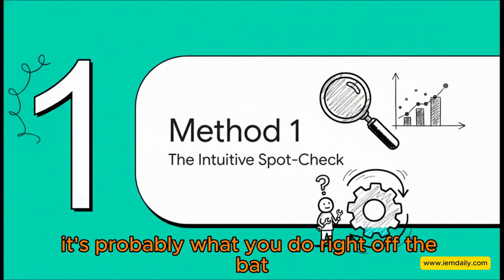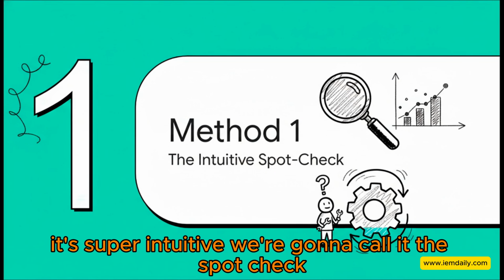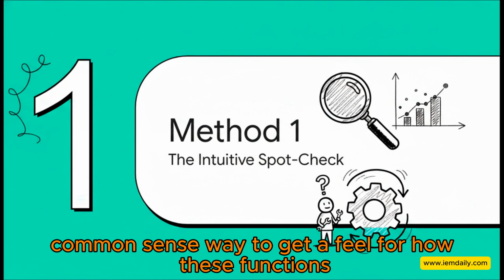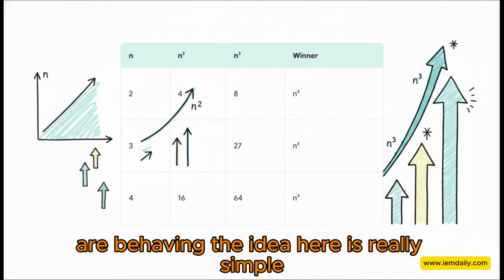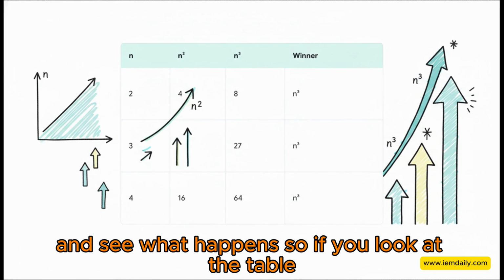So our first method, it's probably what you do right off the bat. It's super intuitive. We're going to call it the spot check. Just think of it as the quick and dirty, common sense way to get a feel for how these functions are behaving. The idea here is really simple. You just plug in a few numbers for n and see what happens.